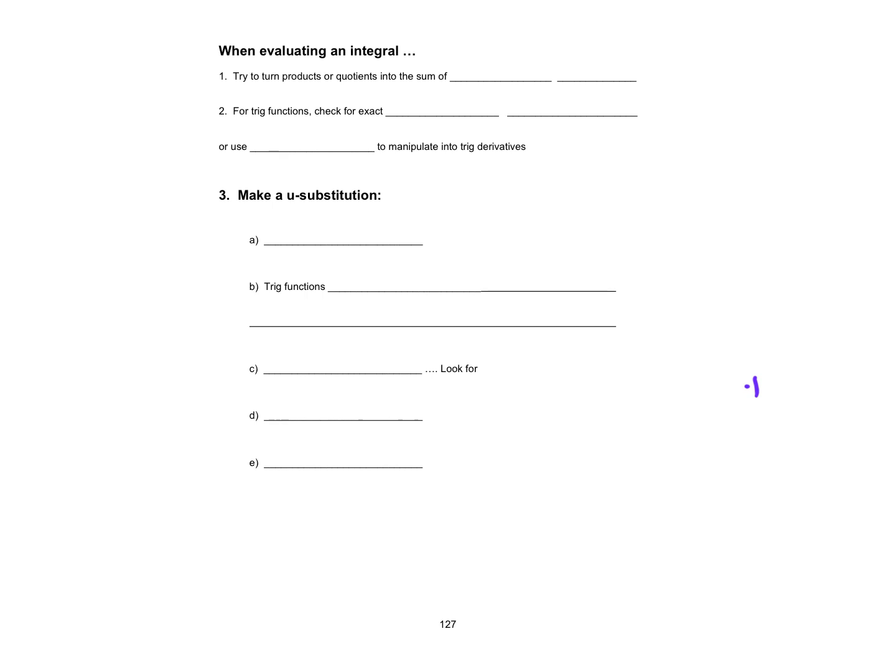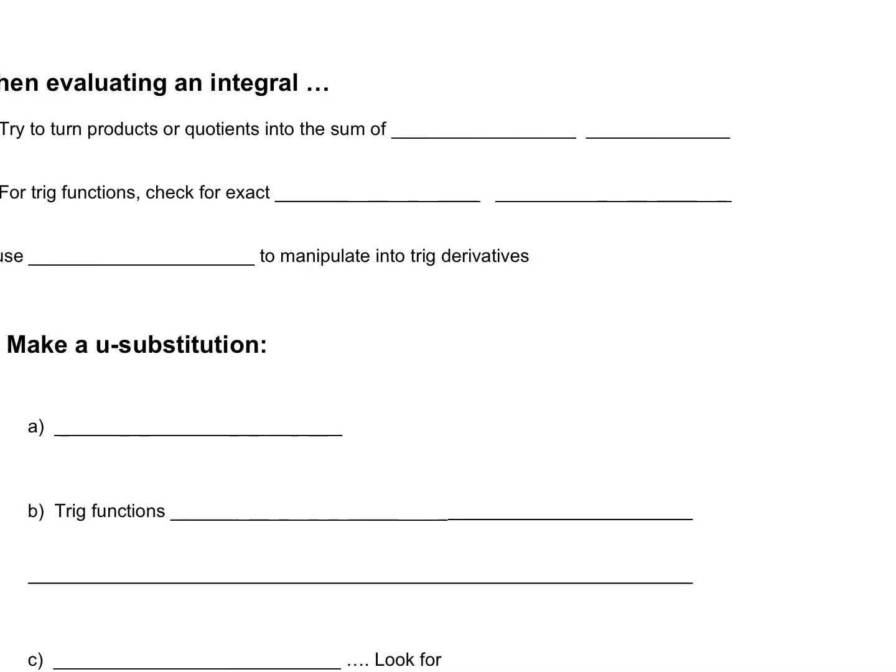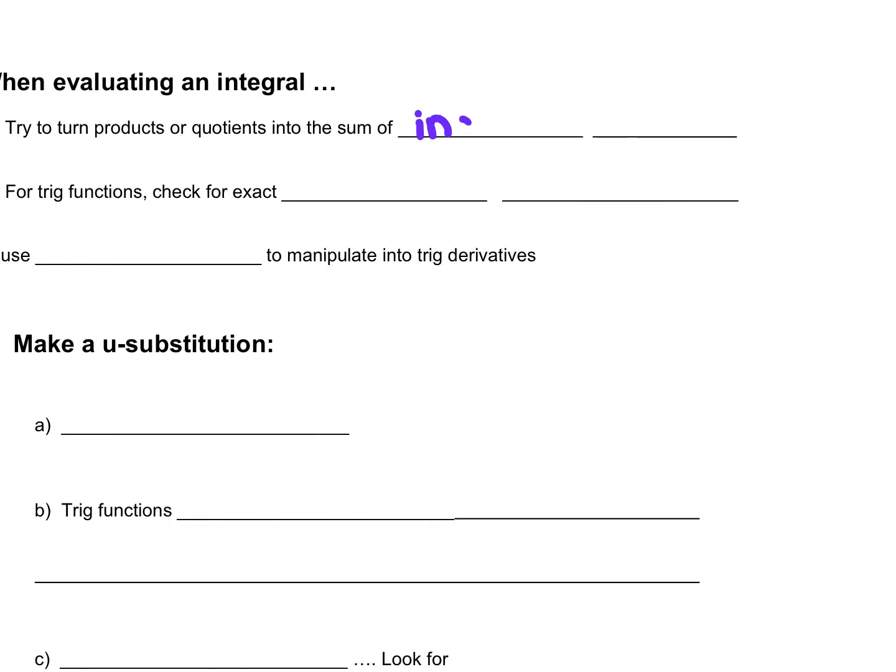A couple rules of thumb for you. One, we can always try to turn products or quotients into the sum of individual terms. Okay, so that might mean foiling out something. It might mean dividing everything by whatever is on the bottom to help us integrate first.